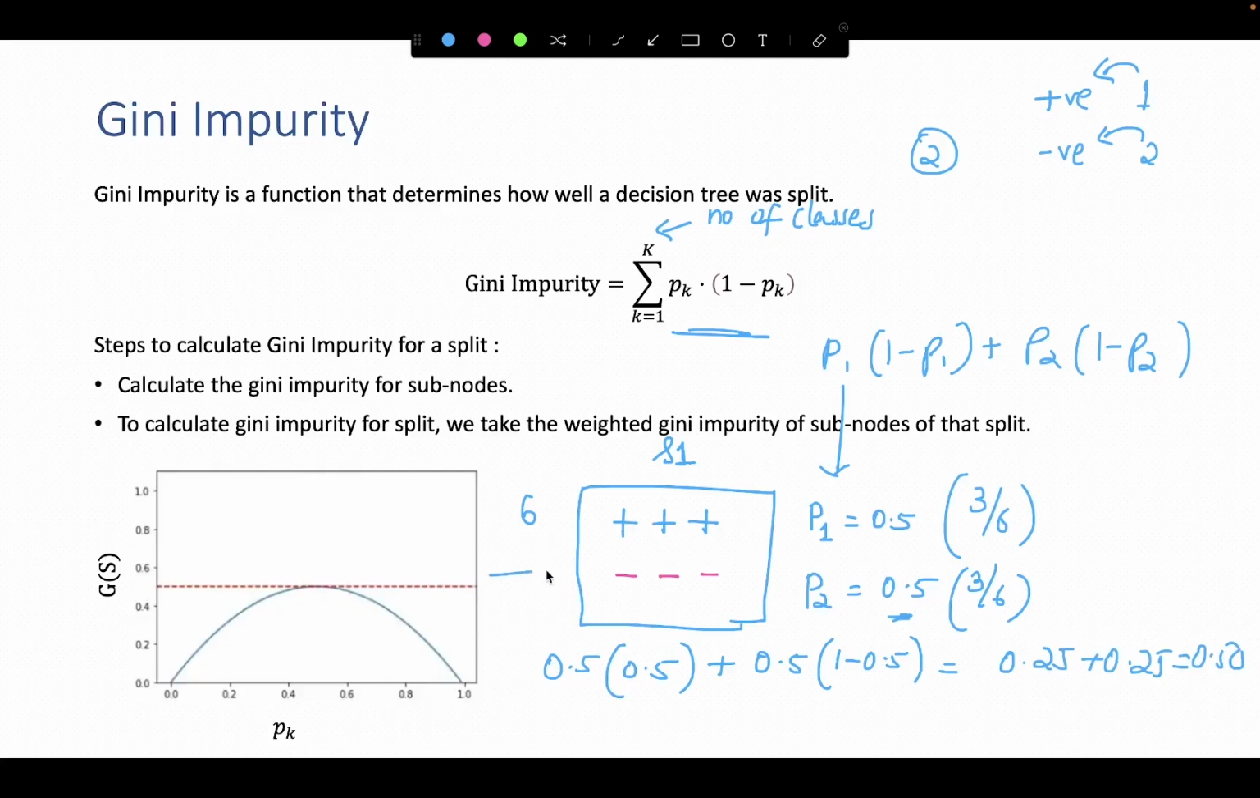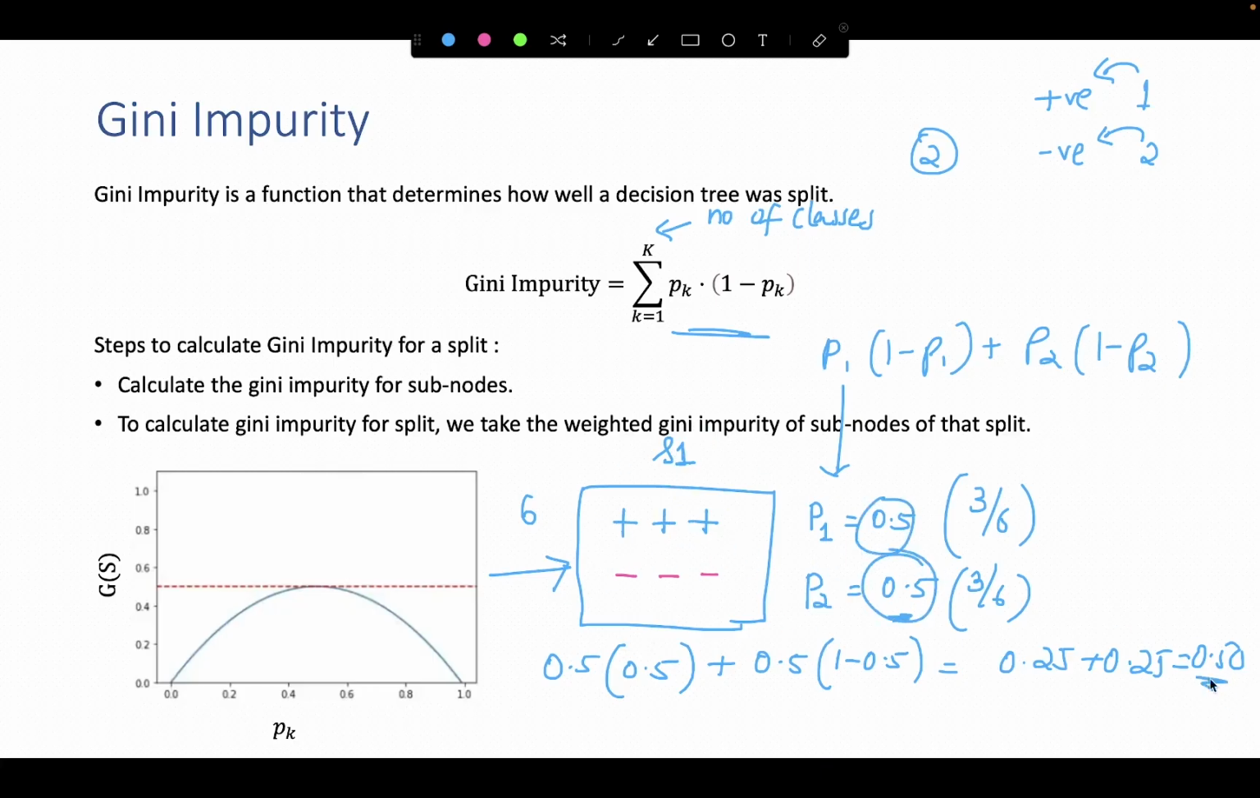So we can intuitively understand that this subnode S1 is a non-homogeneous subnode. This is an impure node. We cannot clearly make out, for any query point that follows the path leading to S1, whether it belongs to the positive or negative class, because they are proportionately equal within this particular subnode.